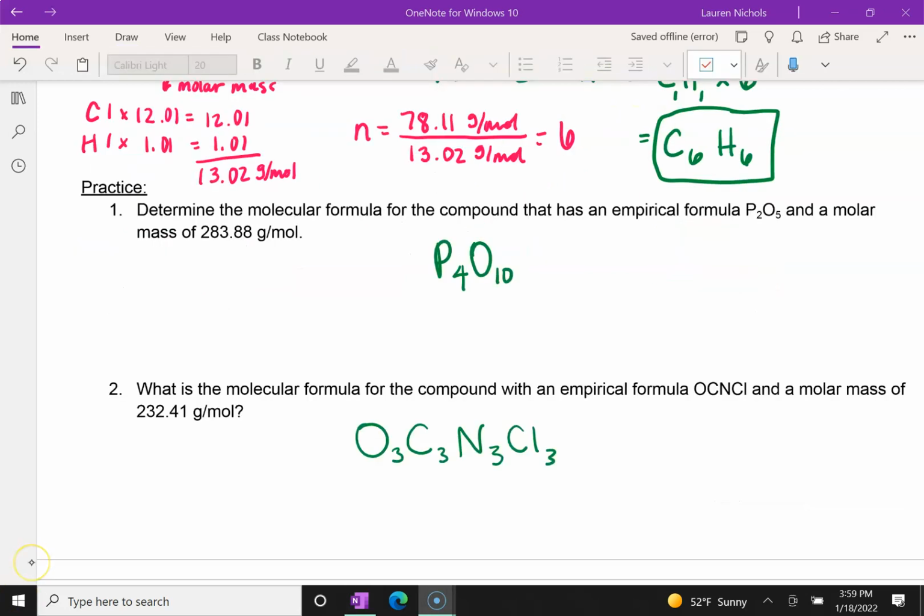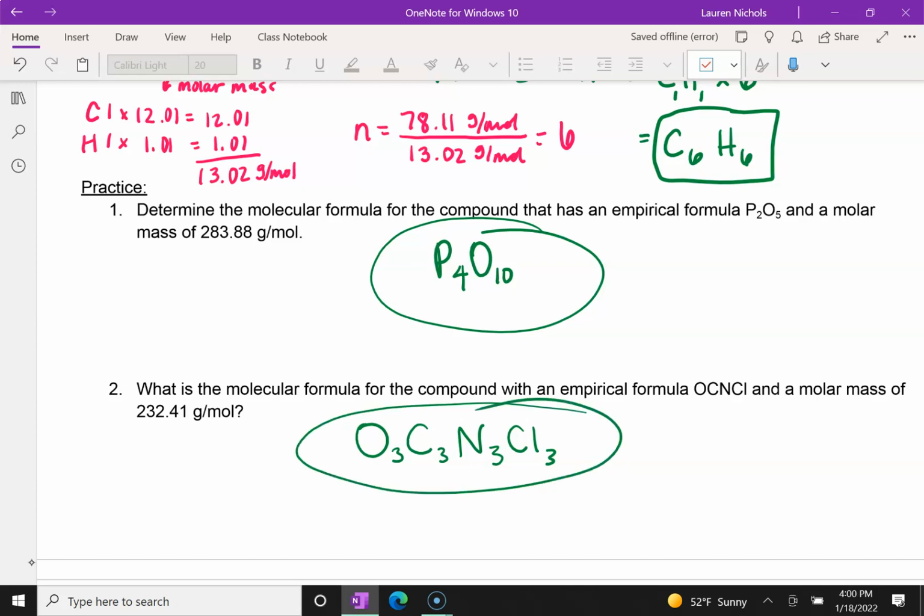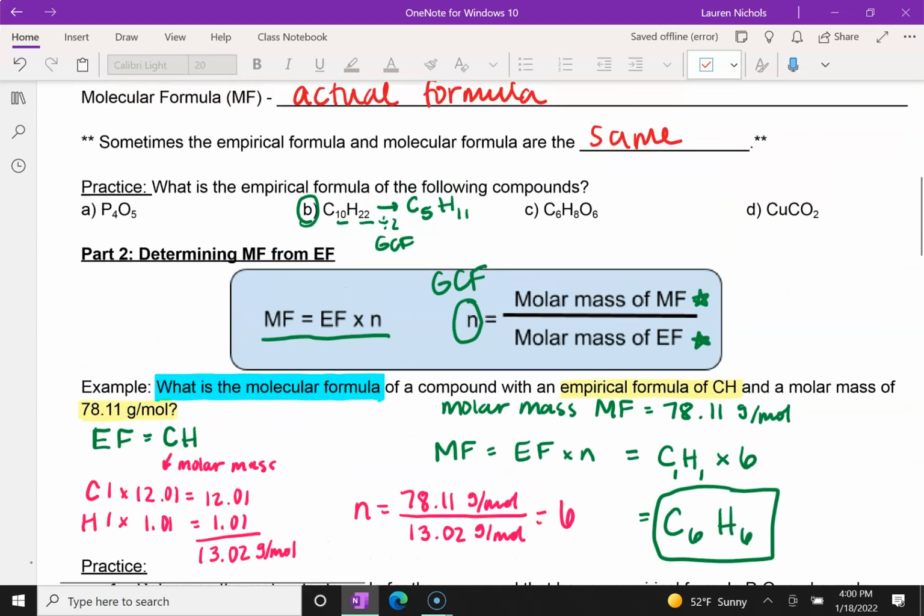Okay, now that you've done the practice, for number 1, you should have gotten P4O10, or tetraphosphorus decaoxide. And then for number 2, you should have gotten O3C3N3Cl3, which I'm not even going to attempt to name. So that is the second type.